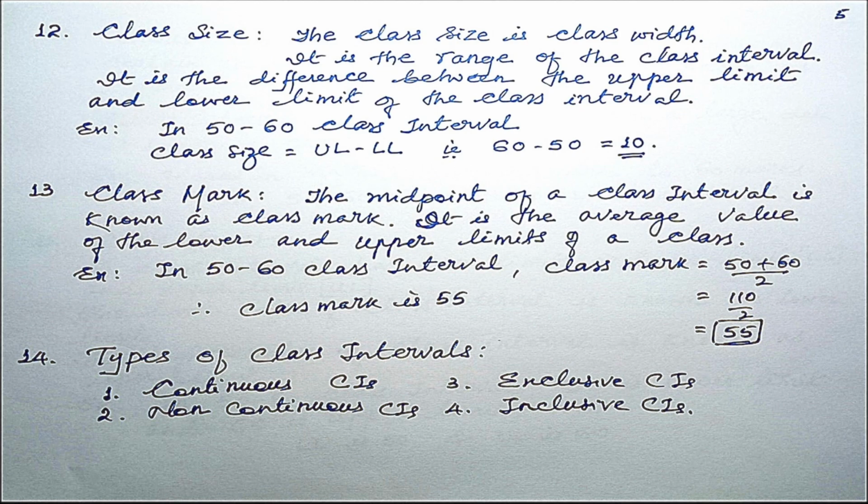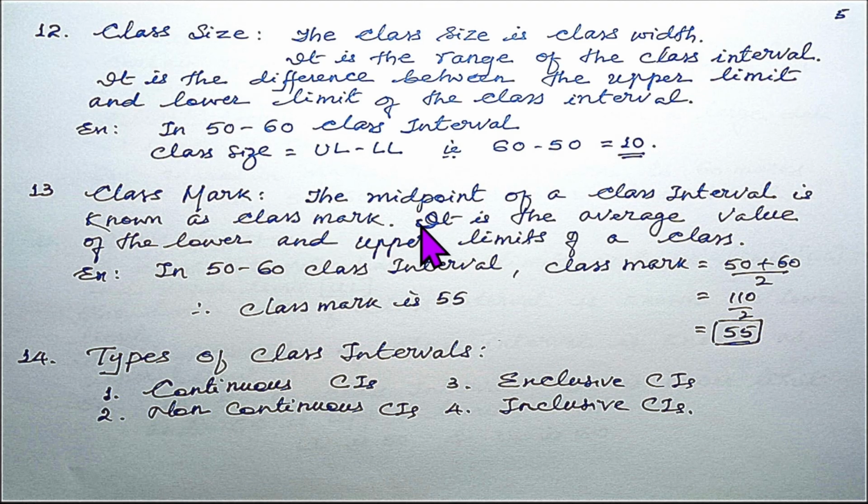Now class size. The class size is class width. It is the range of the class interval. It is the difference between the upper limit and the lower limit of the class interval. For example, in the 50 to 60 class interval, the class size is the upper limit minus the lower limit, that is 60 minus 50, that is 10. So the class size of the class interval 50 to 60 is 10.